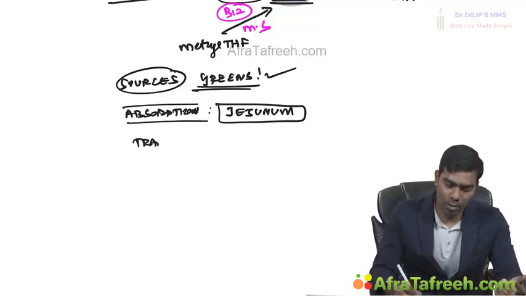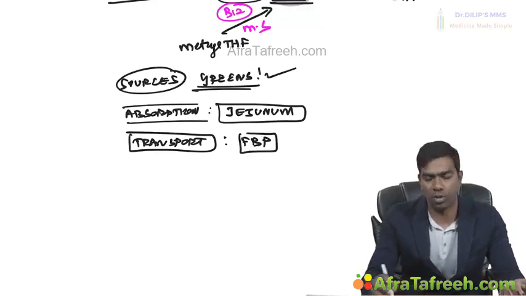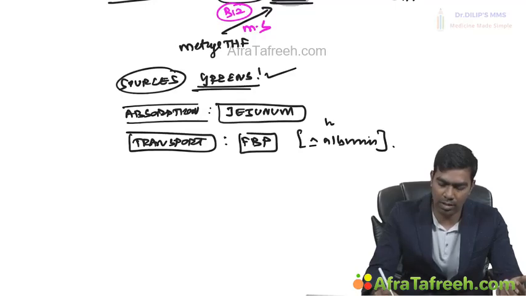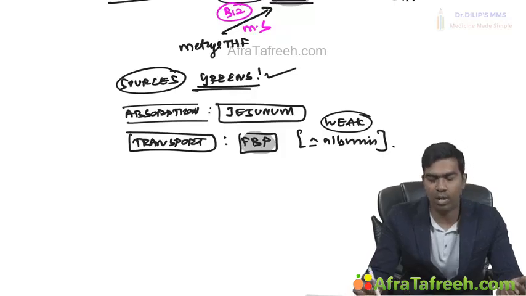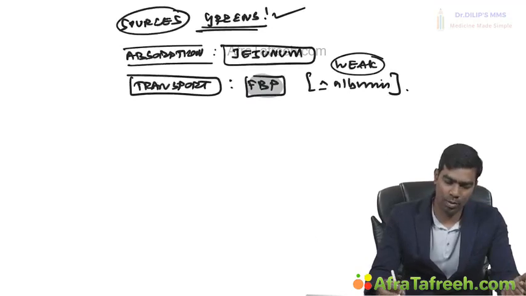And finally transport, you have something called FBP, folate binding proteins. Those are the ones that transport the folate, but to an extent it's also bound to albumin, though the binding is very weak. Predominantly they are transported in the form of folate binding proteins in the blood. So this is how they are going to be transported.